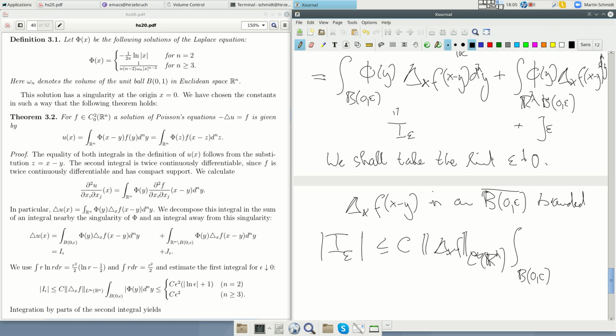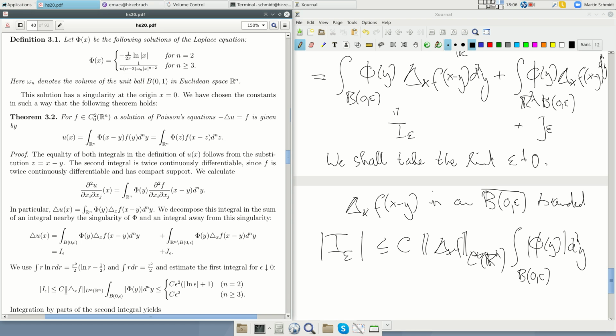times the integral over the ball B(0, epsilon) of phi(y) dy. Here this constant, sorry, this I can remove. This is 1, because we just have this. Okay, now let's calculate this function here.